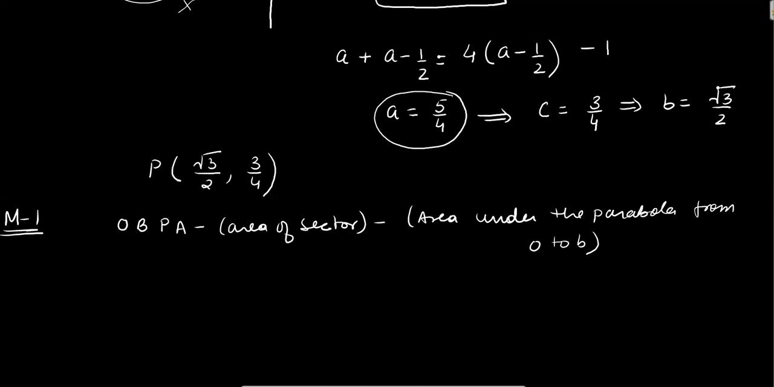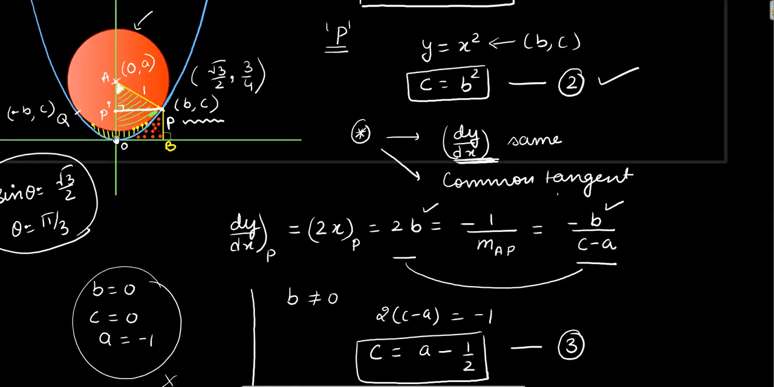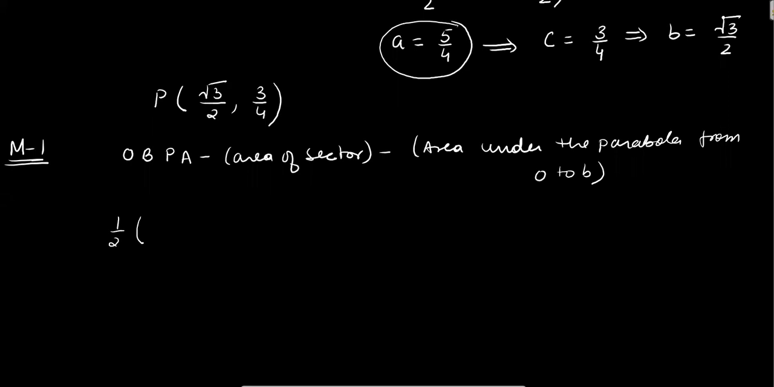First of all, OBPA. So OBPA says that half the sum of parallel sides multiplied by height. So when you put all these values, the sum of parallel sides is going to be A plus C. So we know that A plus C is 5 by 4 plus 3 by 4. And the distance between the parallel sides turns out to be B, which is root 3 by 2. So ultimately, the area of OBPA turns out to be 1 by 2 multiplied by 2 multiplied by root 3 by 2. Now coming to the area of the sector.